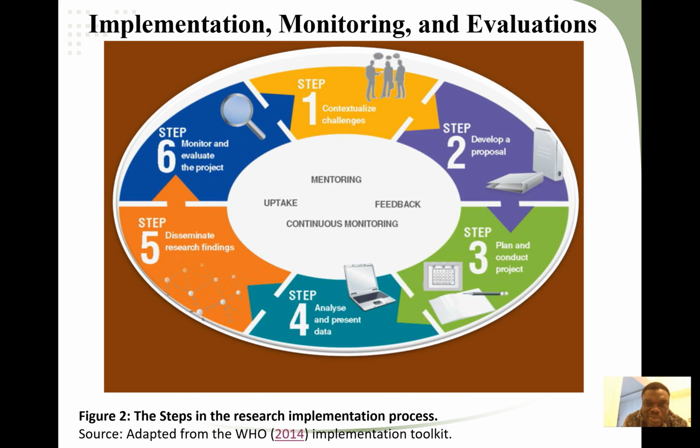Step 2, develop a proposal. Step 3, we plan and conduct a project. Step 4, analyze and present data. Step 5, disseminate research findings. Actually, the whole of my paper, which is on dissemination, is on step 5 of this. So step 5 in itself is cyclical, and then the whole implementation is also cyclical. Step 6 is monitor and evaluate the project, which is this stage that we are talking about.